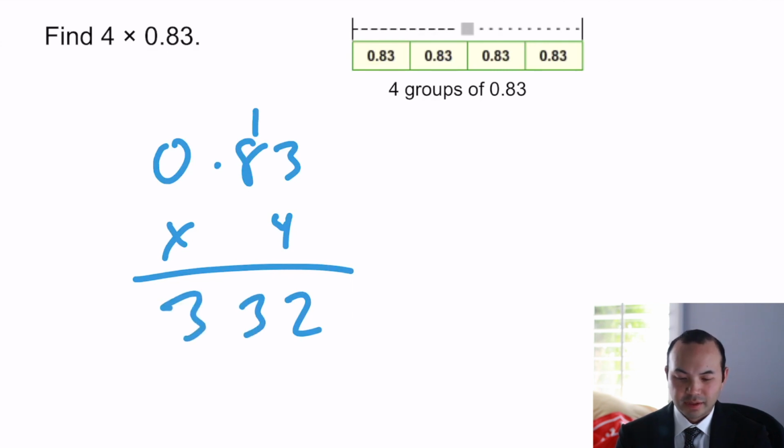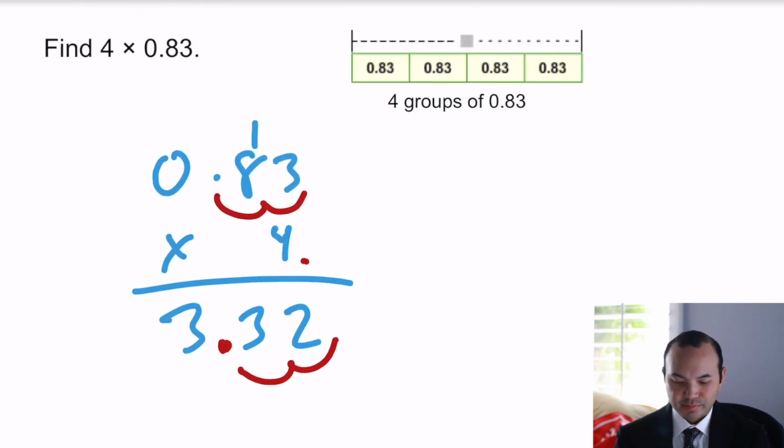Okay, and there are 2 decimal places right there, and then there's no decimal there. We didn't have to move anywhere. So I'm going to count 2 places to the left, 1, 2, and there we have it. The answer to 0.83 times 4 is 3.32.